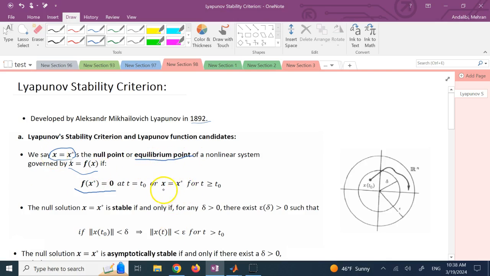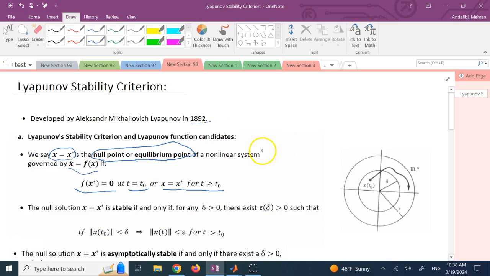So x stays at x star for any t bigger than t0, where t0 is when the system reaches x star. For any time after that, the system stays there. Now, one thing is to determine the equilibrium point of the system. The second one is whether this equilibrium point is stable or not.